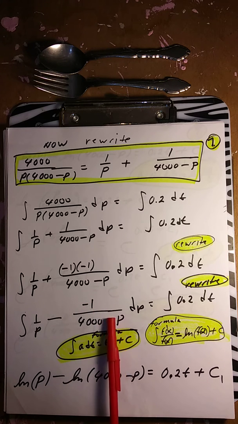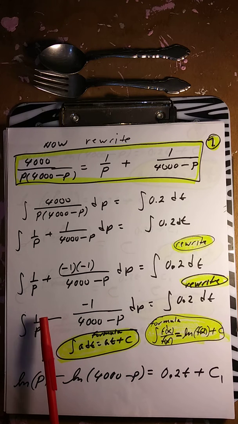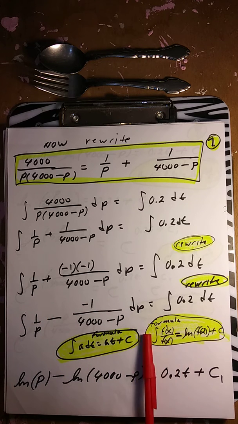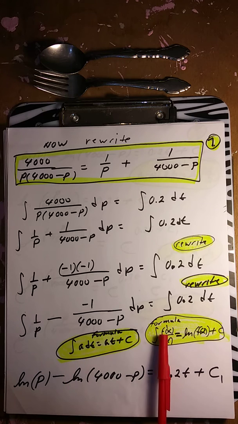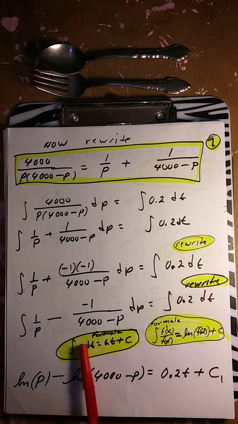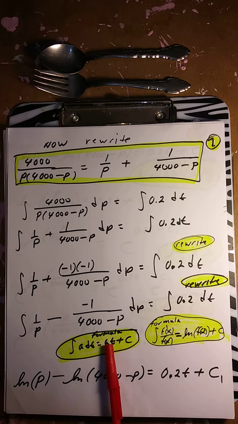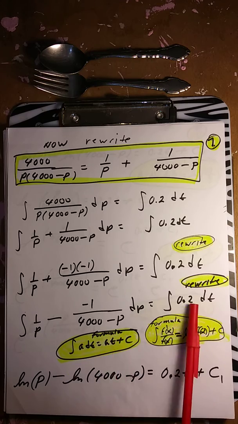Because the derivative of negative P is negative 1. Derivative of P is 1. So now we can use this formula right here. If you have the derivative f prime of x over f of x equals ln of f of x plus c, and if you have the integral of a constant, 0.2 is a constant, a dt is going to be at plus c. We're going to use these two formulas in here.